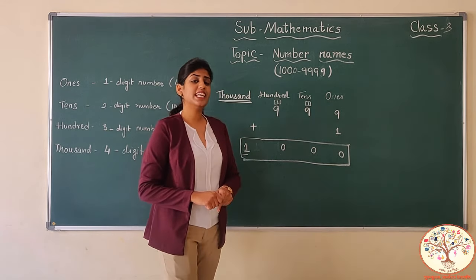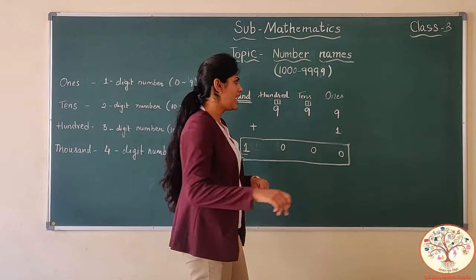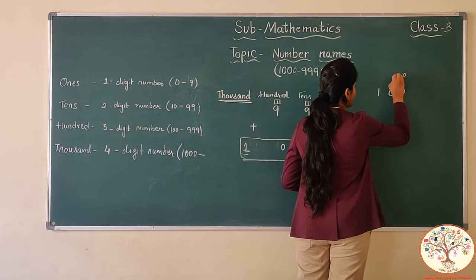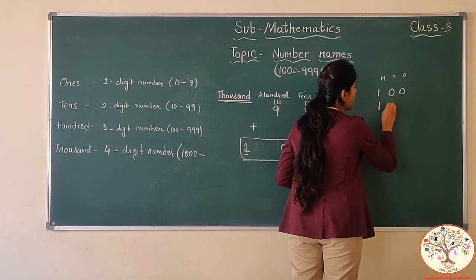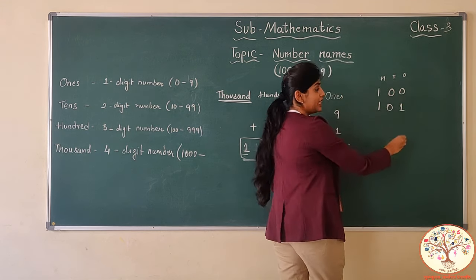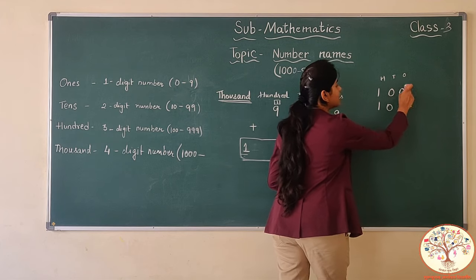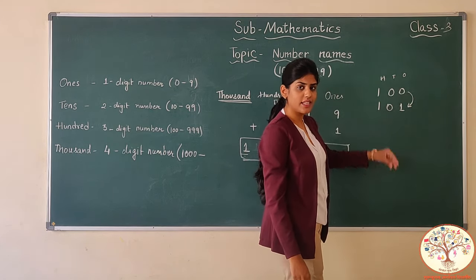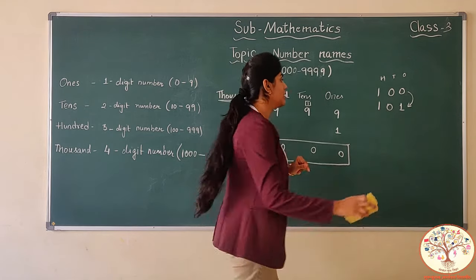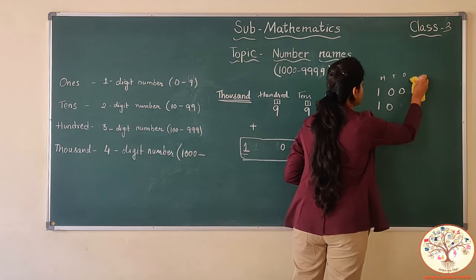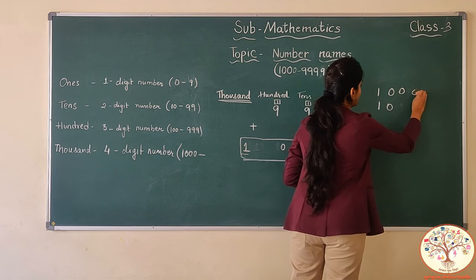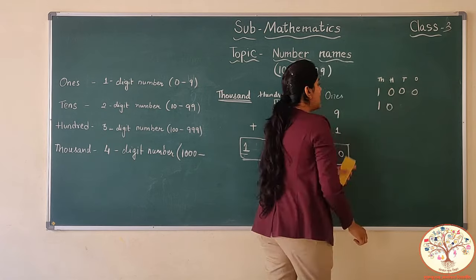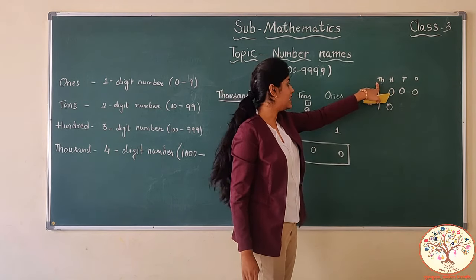Recall what comes next after 100. 101. After 100, what comes? 101. It means from the 1's place the number keeps on increasing. Similarly, we do it in the 1000's place. Okay? 1's, 10's, 100, 1000, and we represent 1000 by the letters T and H.